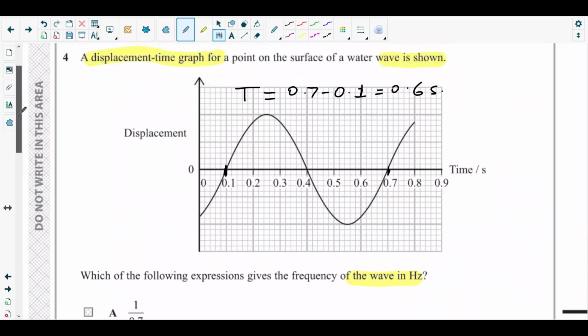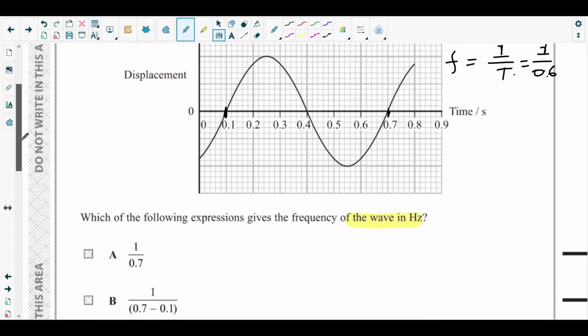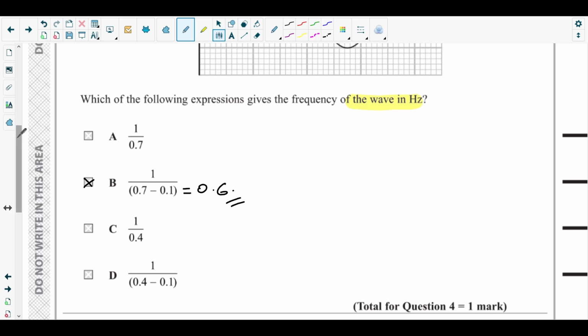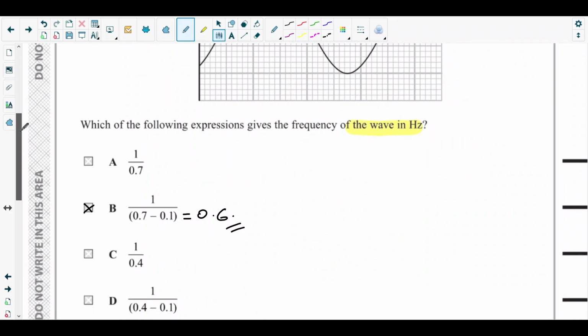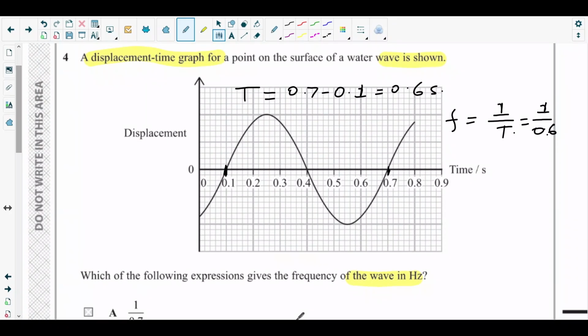So the frequency, we know that the relationship between frequency and time period is f equals 1 over capital T. So frequency is 1 over 0.6. Which of the options is related to that? This is nothing but option B: 1 over 0.7 minus 0.1, which is basically 0.6. So option B is the answer, and this is the expression for the frequency of the water wave.